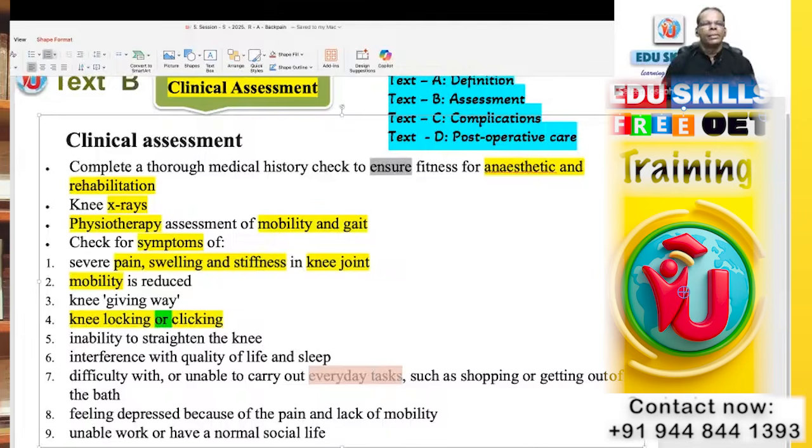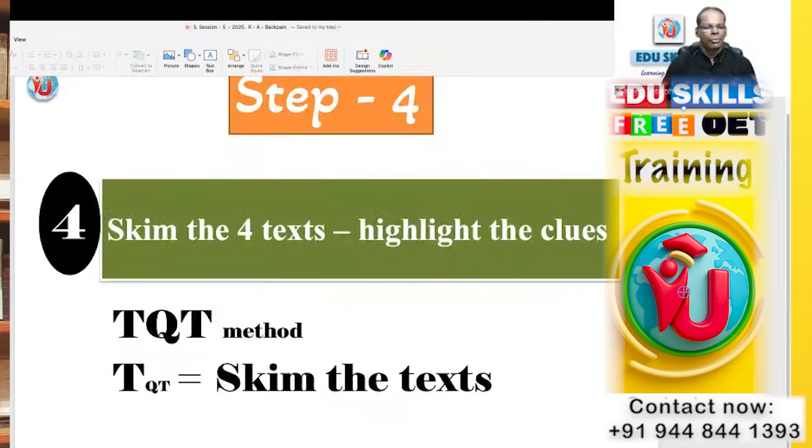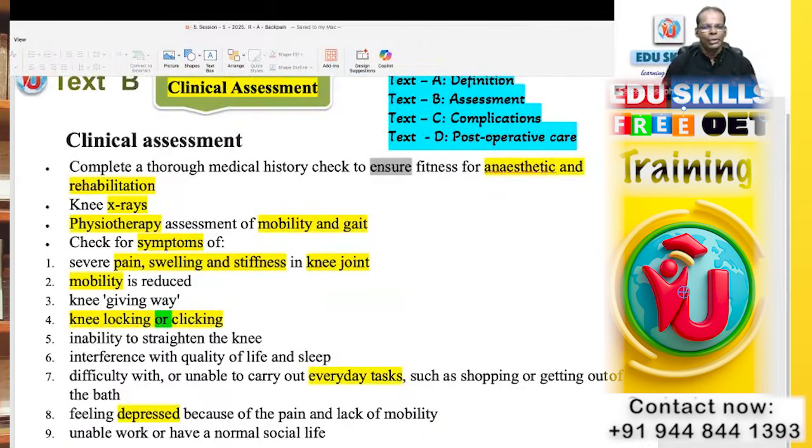Such as feeling depressed. Depressed is a symptom, right? So these are the things we are highlighting. This is known as, what is this skill? Skimming. Make sure the first step is skimming. Skim the 4 texts. That's what we have done.